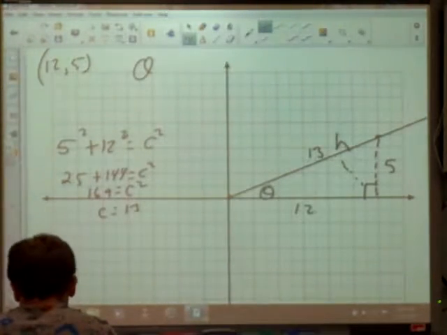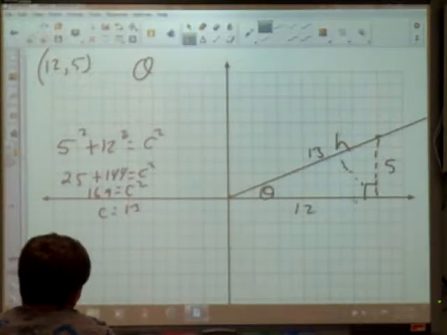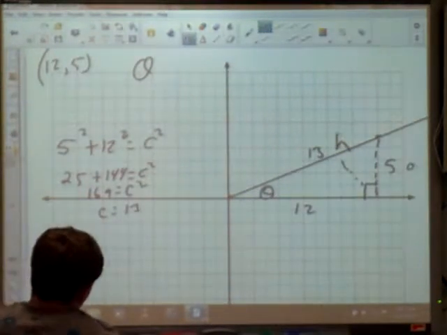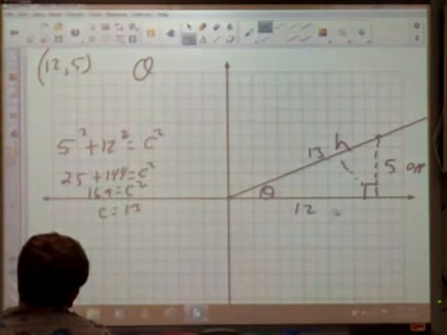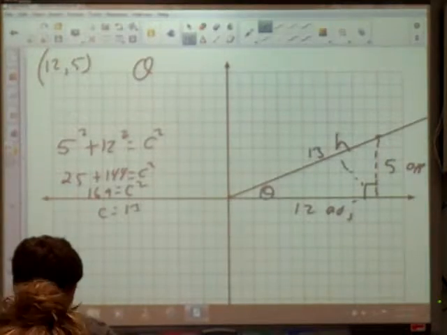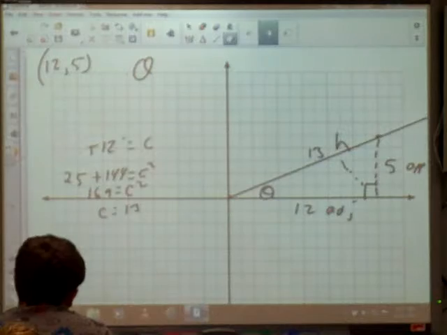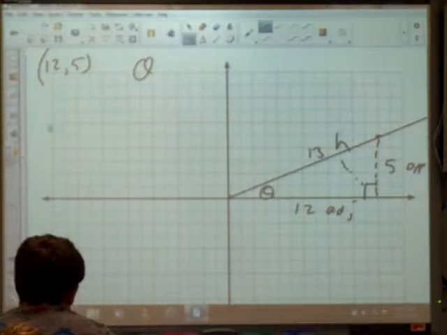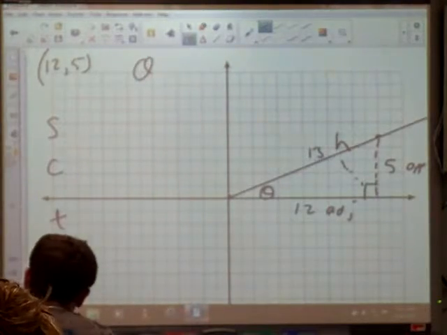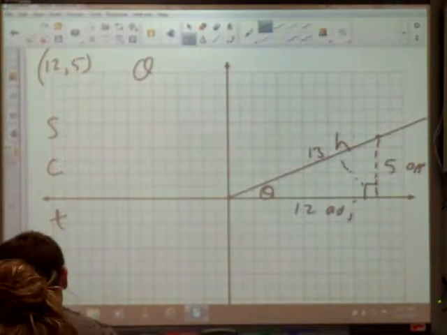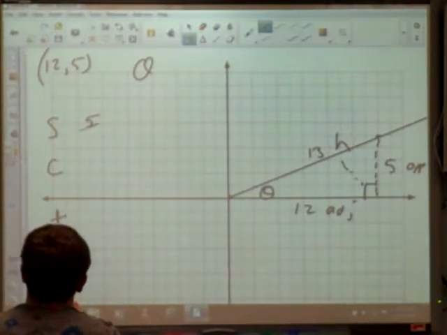Opposite is the side that does not touch angle theta. Angle theta is made by that ray and that ray. So 5 is the one not touching it. So there's your opposite. And then the one that does touch angle theta on that ray is your adjacent. Okay? So I'm going to erase my Pythagorean theorem work there and we'll start filling these in. Sine, cosine, tangent are the first three. And remember this problem asks for 6. So we'll have to add on to this for a second. Sine is opposite over hypotenuse.